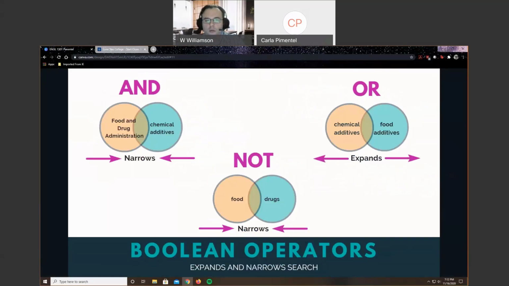Now, or is going to be the next most commonly used. And this is, like I was saying, if there are a lot of synonyms for a term, if there's more than one way of saying that topic or that idea, you can put or into one of those search boxes, and that's going to help you cover more bases, but it will increase the number of results you get. And then finally, not is probably the least used. This is for cases where you have something that is popping up that uses the same term, but has nothing to do with what you're researching. So using that Boolean logic, you can say not, and then something related to that other usage, and it will sift out all those results for you.